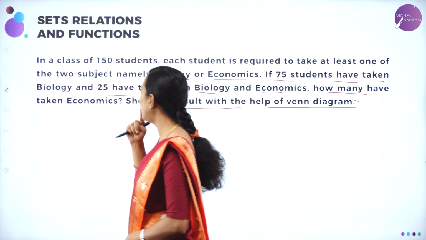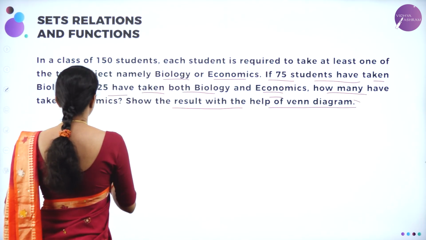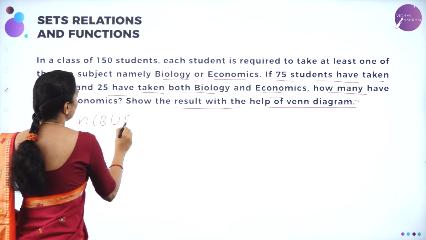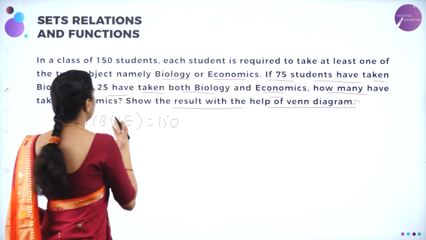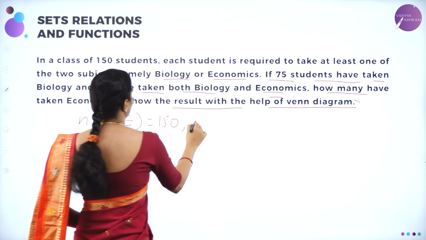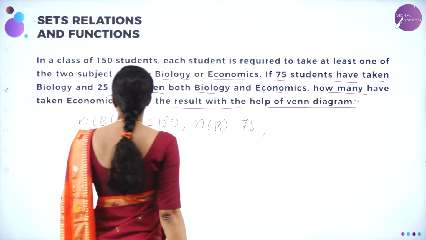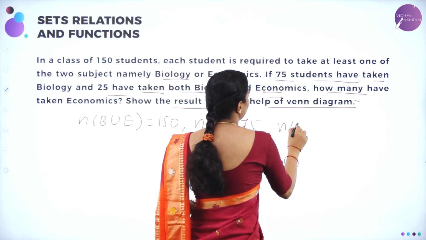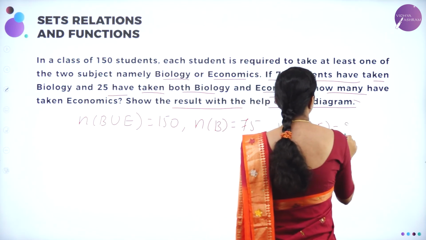So you are going to have this with the help of a Venn diagram. In a class of 150 students, I can take it as N of B union E, they have given it as 150 students, right? At least one of them will be selecting two subjects, namely biology or economics. If 75 students have taken biology, N of B will be equal to 75, and 25 have taken both biology and economics, N of B intersection E, they have taken it as 25.